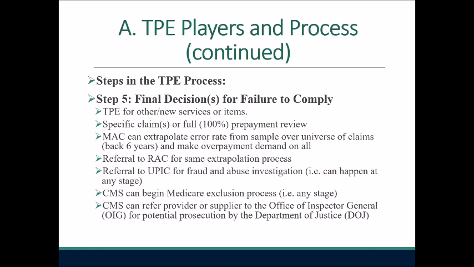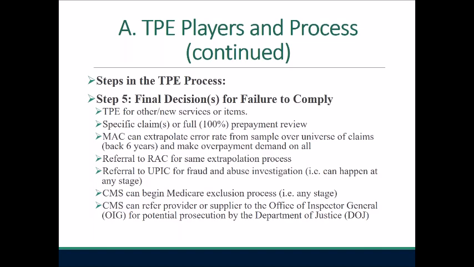All right, CMS can begin the Medicare exclusion process also at any stage. If they find that there's something that they have evidence of abusive or fraudulent, they can start the exclusion process. And as providers know, if you're excluded from Medicare, it's pretty much the death of you ever billing insurance again, because your private payers normally require good standing with Medicare, even if you're not billing Medicare.